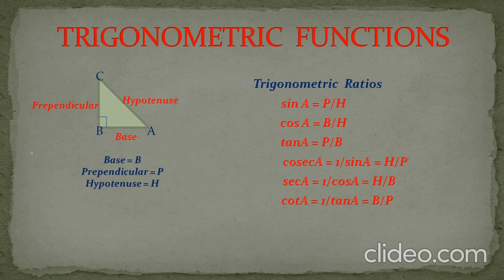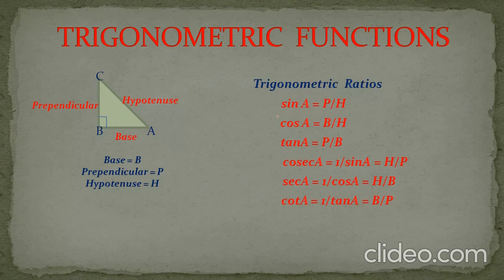Now we have studied it in 10th class about sine, cos, tan and all these trigonometric ratios. Let us revise it. Consider a right angle triangle ABC, and consider the angle A in triangle ABC. So the side opposite to angle A is considered as perpendicular and the side adjacent to angle A is considered as base and the longest side is hypotenuse.